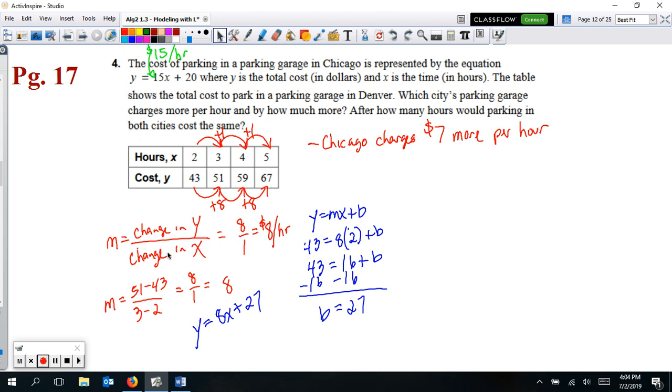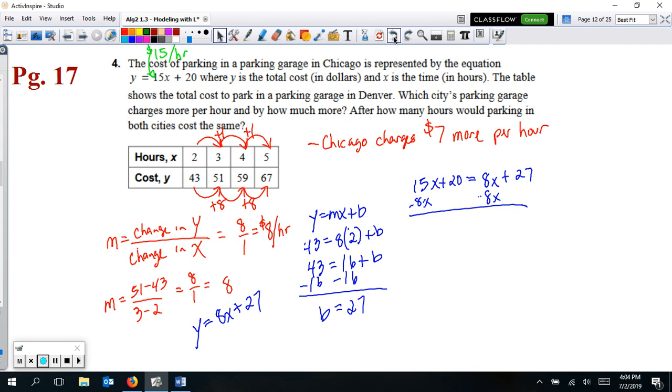When are they going to be equal to each other? So all you need to do is just substitute this one in for the y up here or down here, it doesn't matter, but basically make them both equal each other. So 15x plus 20, when is that going to equal 8x plus 27? And we'll find out by solving for x. How many hours is it going to take for the cost to be exactly the same number? So that's why we're setting them equal to each other.